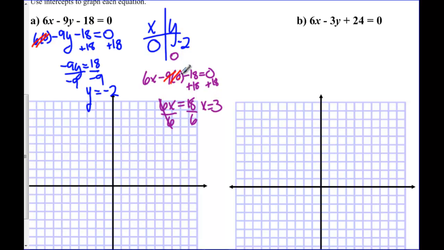So now we plugged in a 0 for the y. We got that x was 3. So now we've got our two intercepts. We've got 0, negative 2, and we've got 3, 0. So 1, 2, 3. And then we're going to connect them as best we can. Sort of, kind of. You get the idea, right?